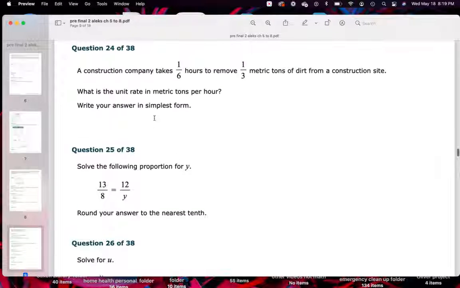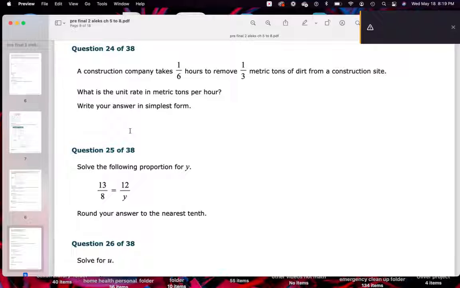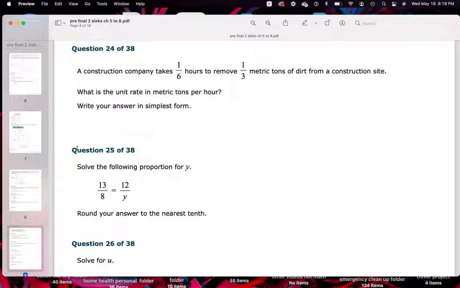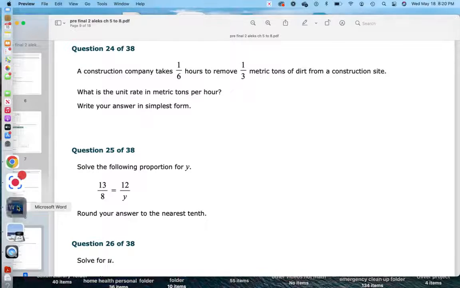All right, so we are on question 24 of 38. So we have 14 more questions to go before we're completely done with our review. A construction company takes 1/6 hours to remove 1/3 metric tons of dirt from a construction site. What is the unit rate in metric tons per hour? Write your answer in simplest form.